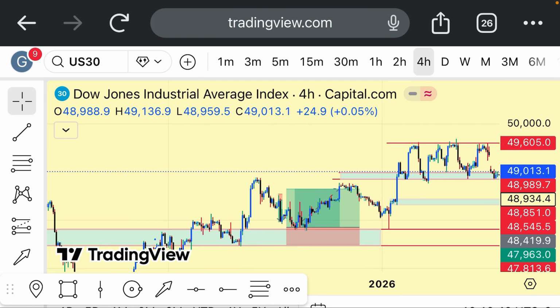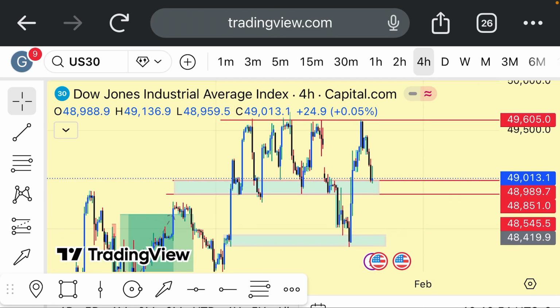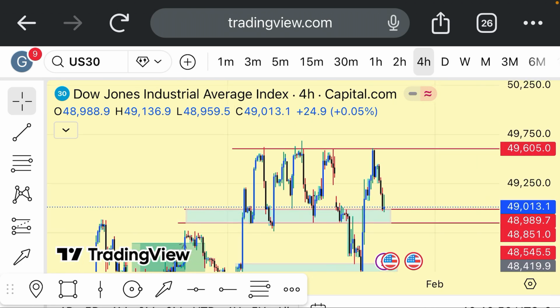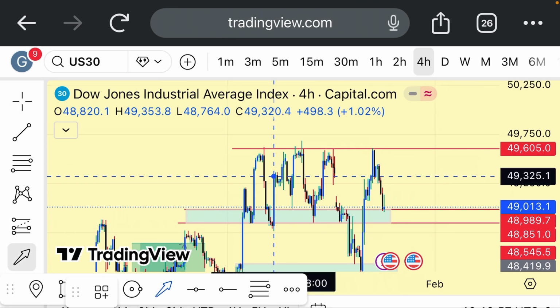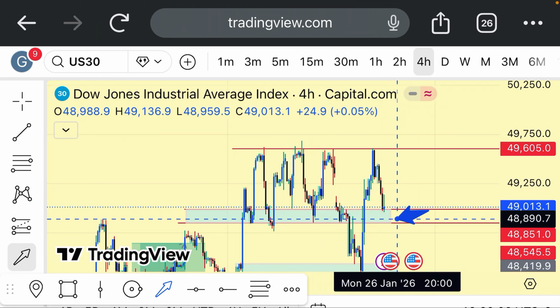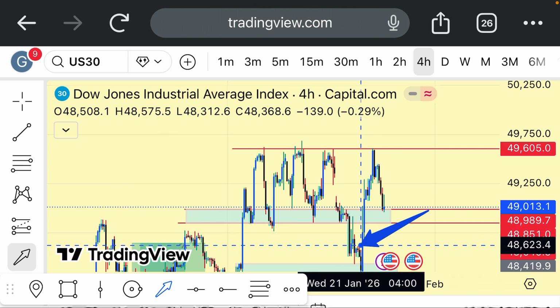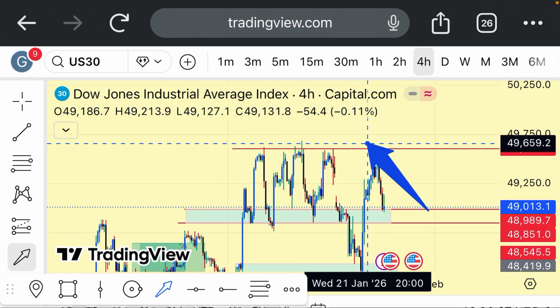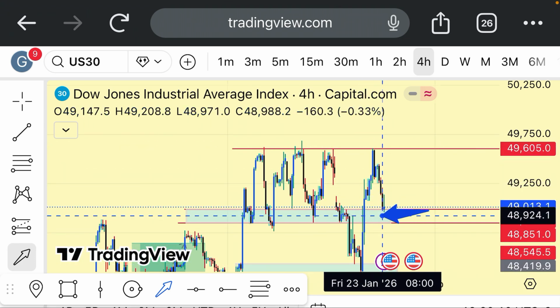Now let me show you guys a live market. You can see currently that US 30 is at this zone, this particular support area. That's where it is currently. It blasted above it, then came back for a retest at this point.